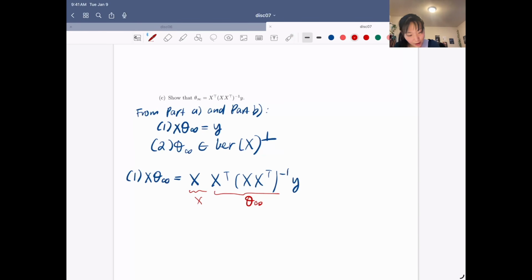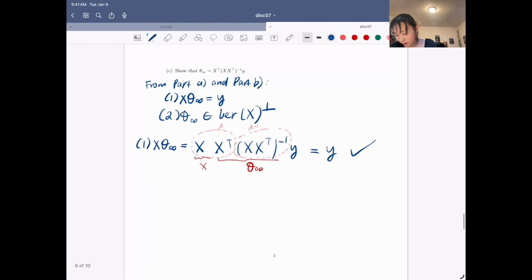And notice how we can group this, right? This lovely guy and this lovely guy. It's like A times A inverse, and A times A inverse is just the identity matrix. So it basically disappears and we're left with Y. And so that holds. And number 2, we want to show that this guy is in the perpendicular kernel space.